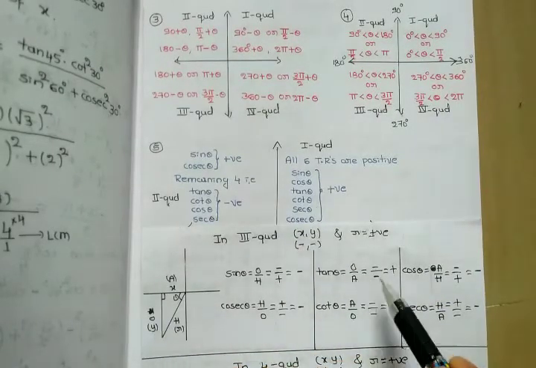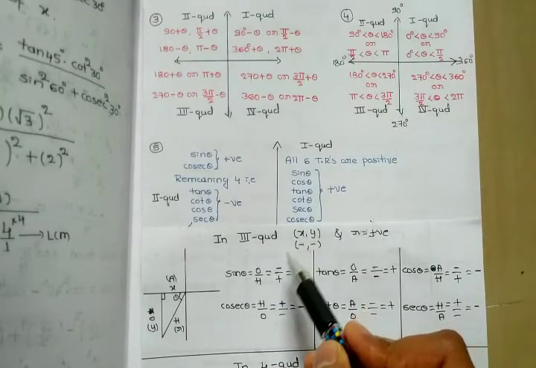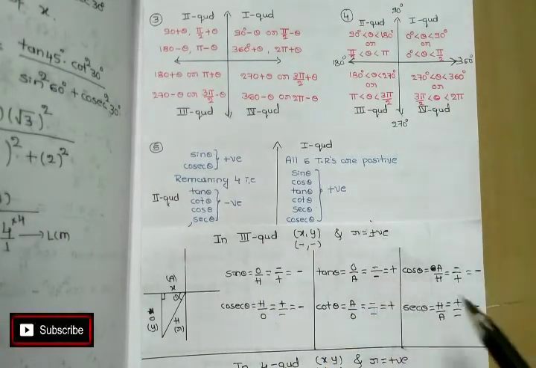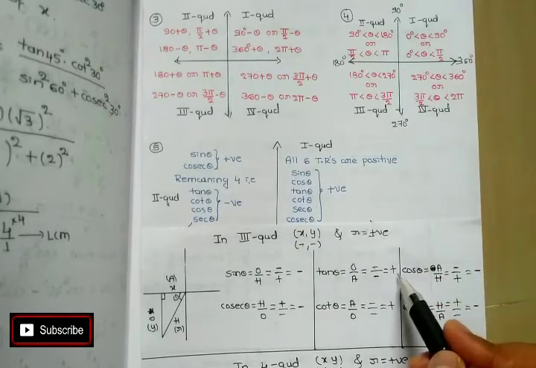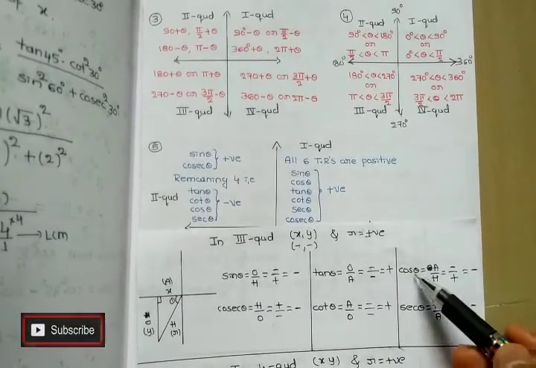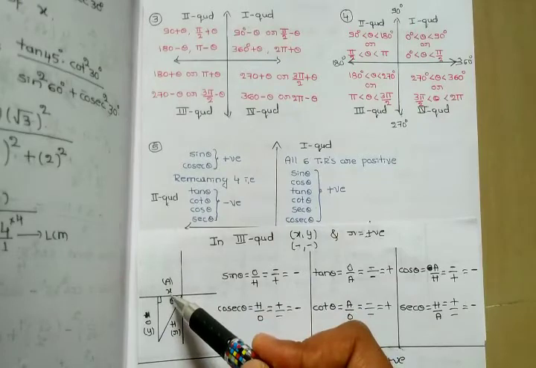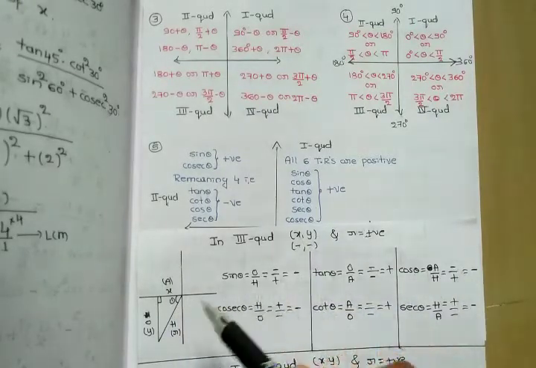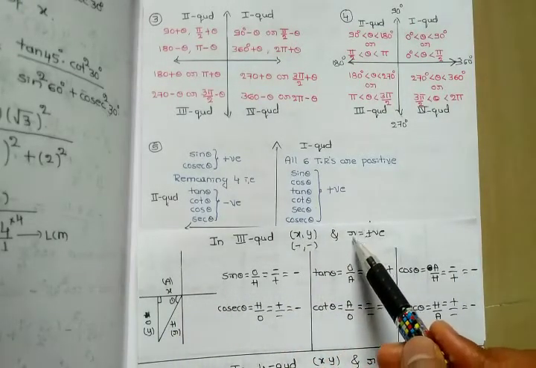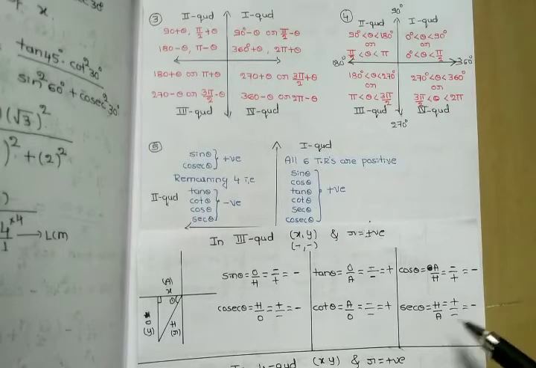Next, tan theta, opposite side. Opposite side means y is negative. Next, adjacent side, x, is also negative. So negative divided by negative gives you a positive answer. So the reverse of tan also becomes positive. Next, cos theta, adjacent divided by hypotenuse side. Adjacent side means x is negative. Next, hypotenuse side means r is positive. So negative divided by positive gives you a negative answer. Reverse means plus divided by minus is minus.